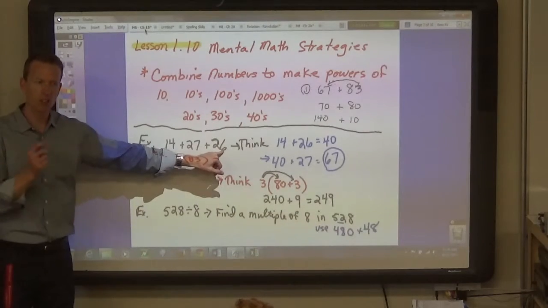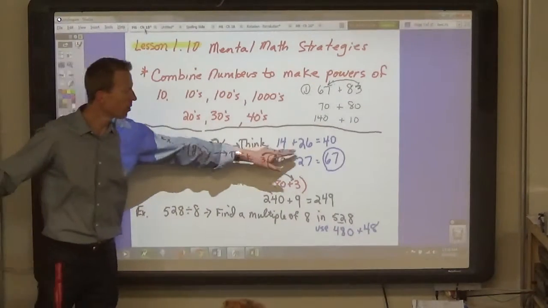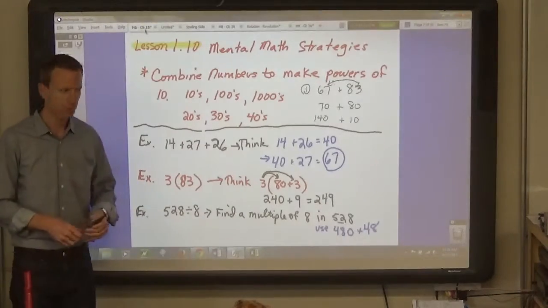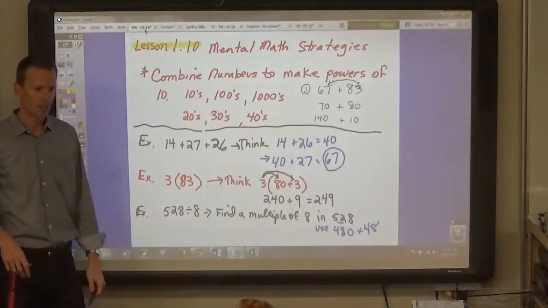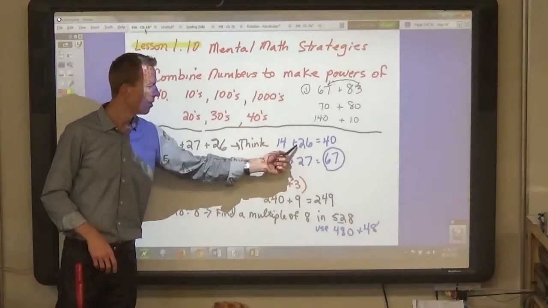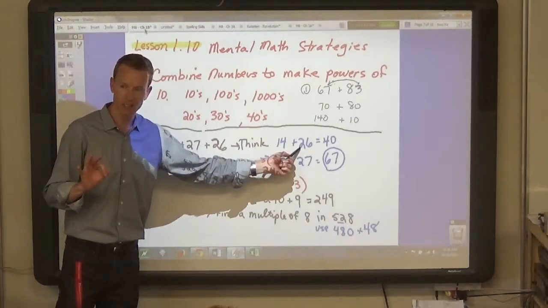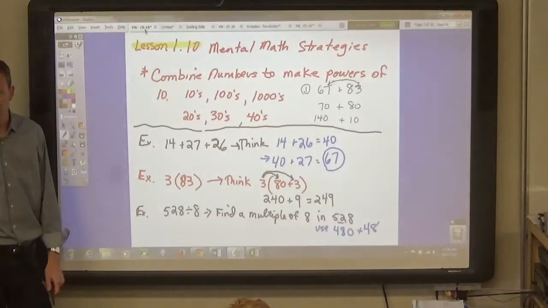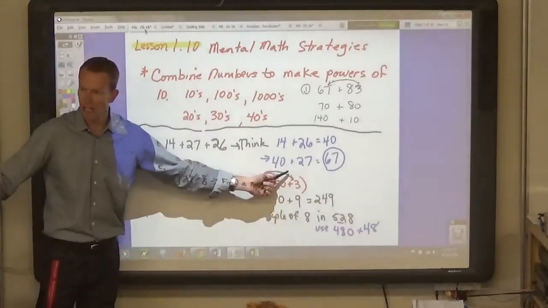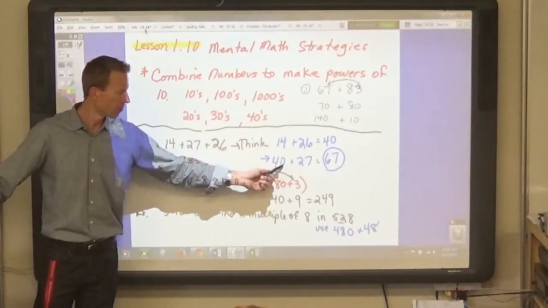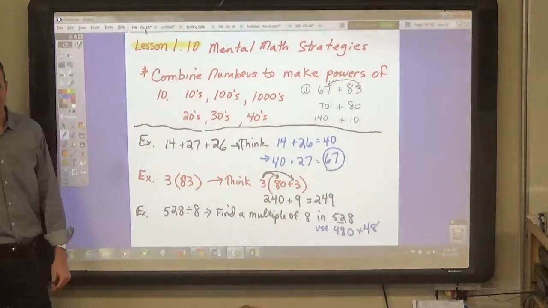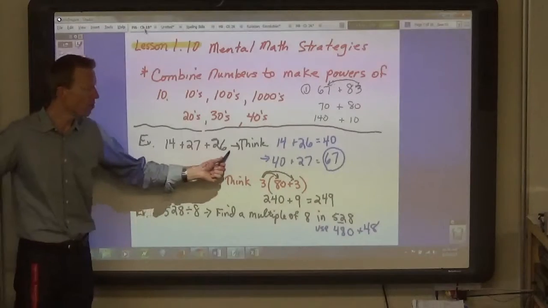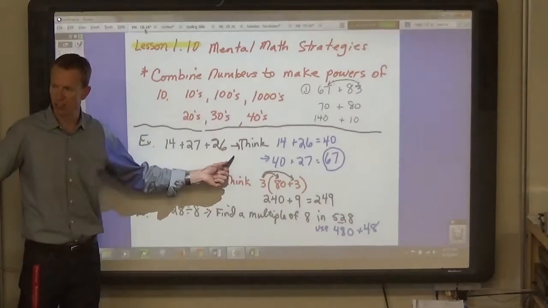And so to do this problem mentally, if you do 14 plus 26 first, you can get a tens number. You can get 40. Right? 6 plus 4 is 10. 1 ten plus 2 tens is 3 tens. So if we have 3 tens and 1 ten, we have 4 tens. 14 plus 26 is 40. Now, we can add the third number to the 10 number and do that in our head. 40 plus 27 is, class? 67. Yep. So that's how we can use a mental math strategy to add these 3 numbers by making a 10.